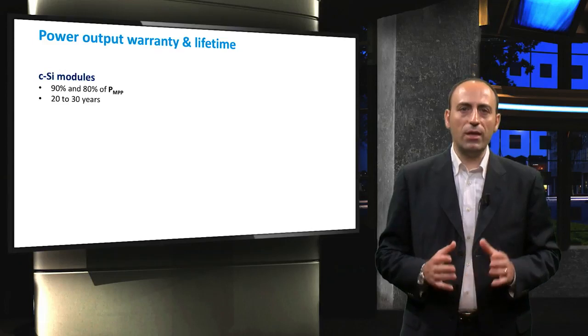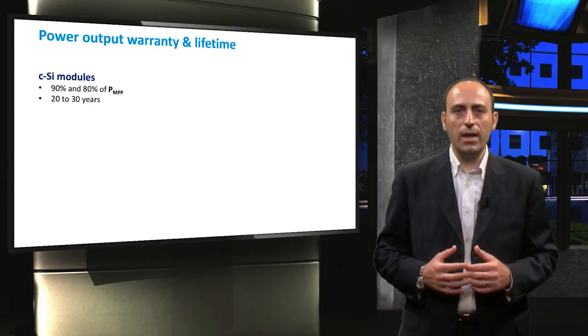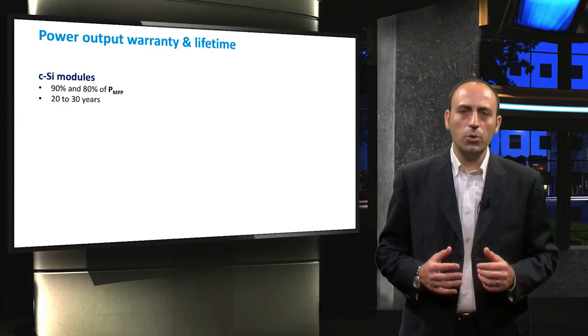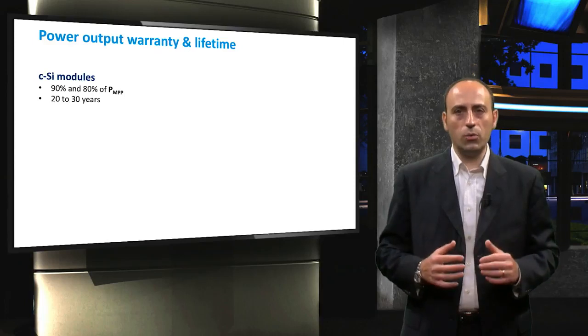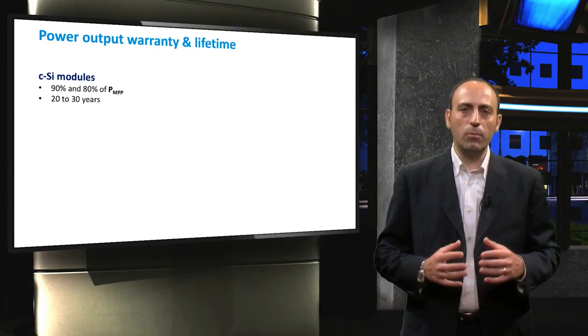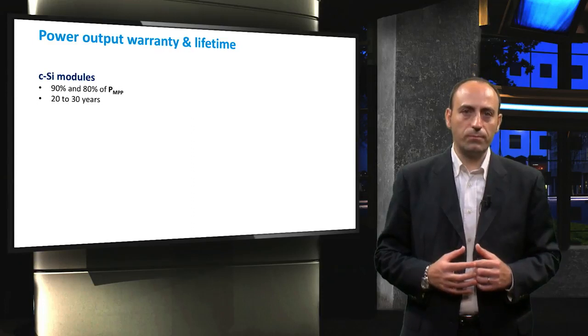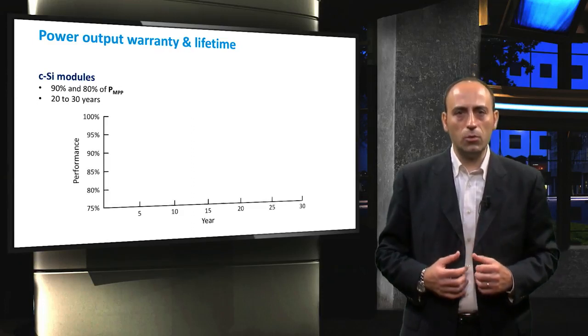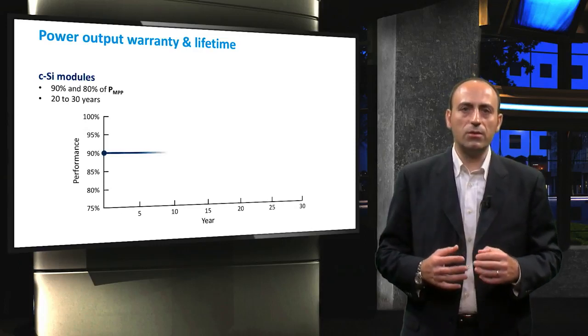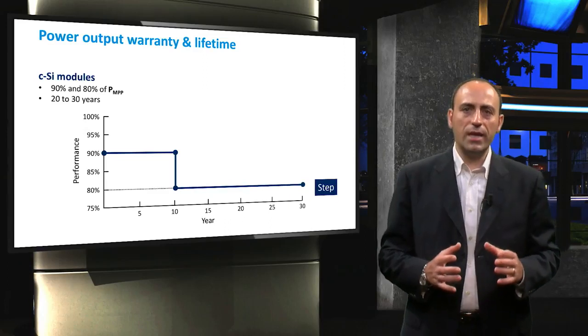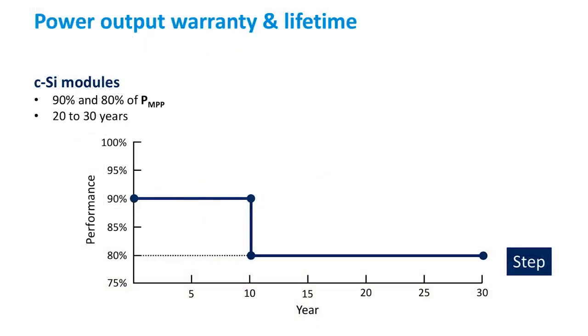We already discussed that each brand has its own warranty strategy, as indicated on the datasheet. Usually, lifetimes and warranties of wafer-based silicon PV modules are well over 20 years and are limited by the robustness and encapsulation. Let's look at an example of the output warranty of crystalline silicon modules. A first strategy is a standard two-step warranty. For the first 10 years, the company ensures 90% of the maximum power point at standard test conditions. For the following 20 years, an output of 80% is warranted.